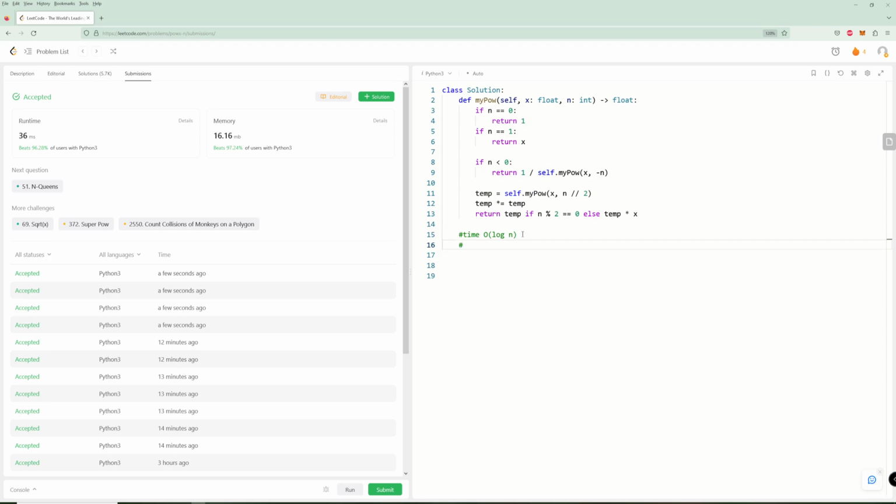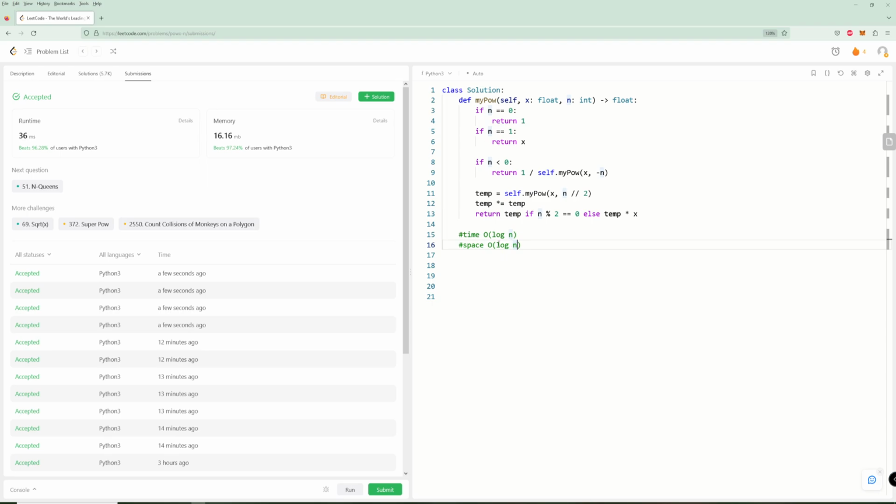Okay, and for the space, we aren't storing anything, but we want to think about what's our worst case stack depth, and that's going to be log n as well, right? Because if we have 2 to the 10th, once again, our stack frames are going to look like we're trying to calculate 2 to the 10th. Now we're trying to calculate 2 to the 5th. Now we're trying to calculate 2 squared. Now we're trying to calculate 2 to the 1. So worst case, this is going to be log n of space, because we do have to calculate the maximum number of stack frames this will take, even though we're not using any kind of cache.